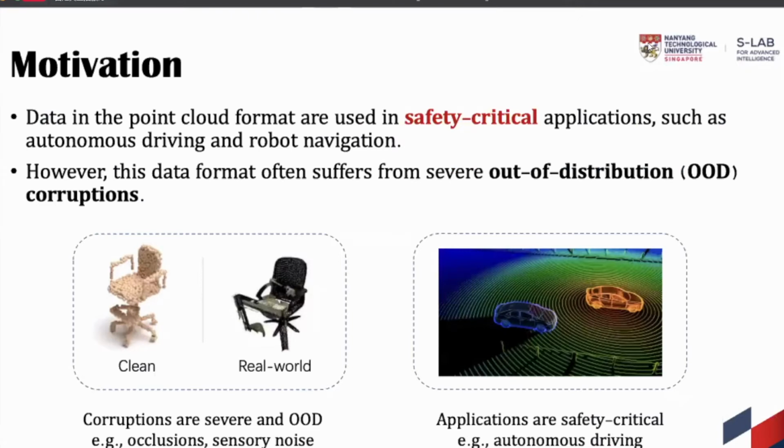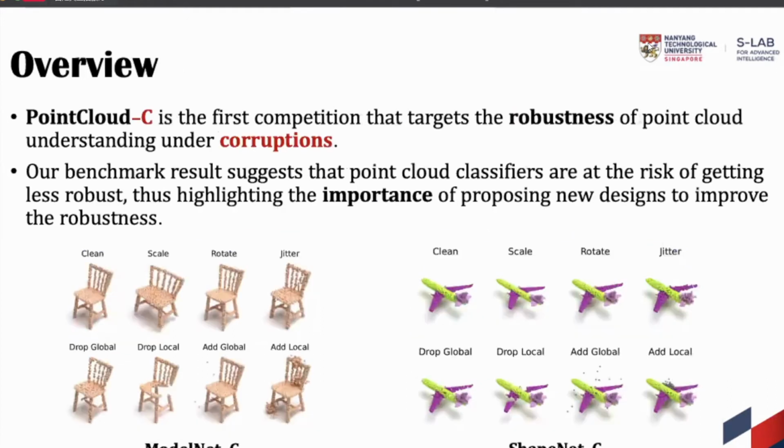As has been introduced before, the motivation of this competition is that data in the PointCloud format are used in safety critical applications such as autonomous driving and robot navigation. So we use sensors to collect the data points from real world scenarios under different complex conditions, for example, different weather and lighting conditions. So this data format often suffers from severe out-of-distribution corruptions. PointCloud-C is the first competition that targets the robustness of point cloud understanding under corruptions. Our benchmark results suggest that the point cloud classifiers are at the risk of getting less robust. So we highlight the importance of proposing new designs to improve the robustness.